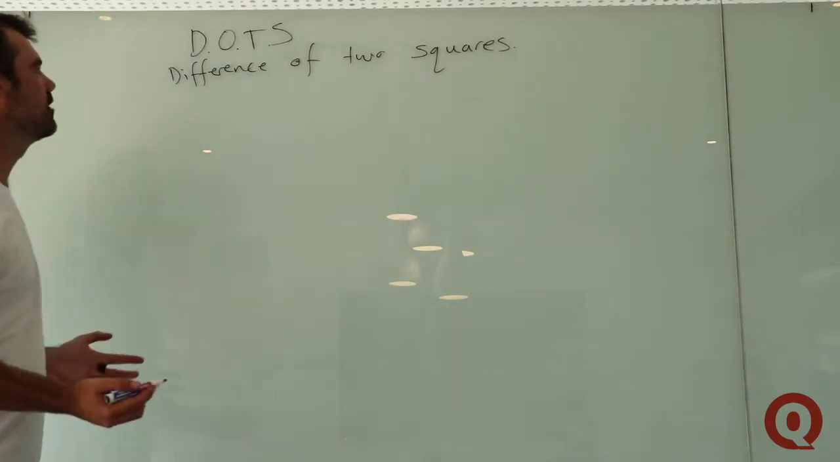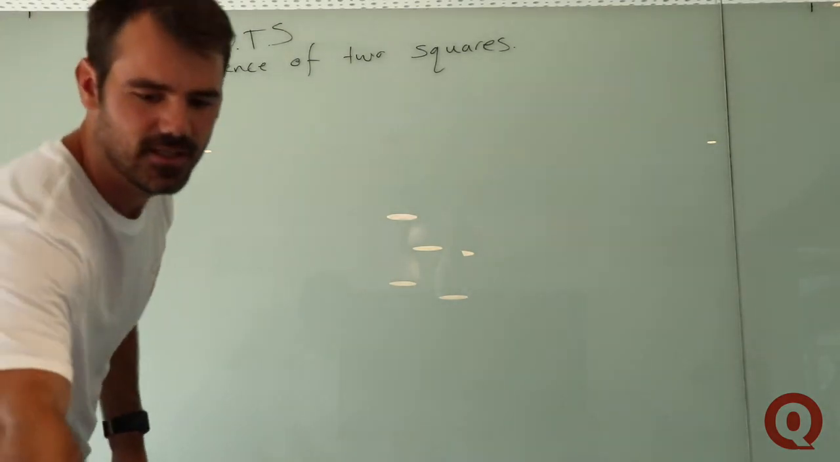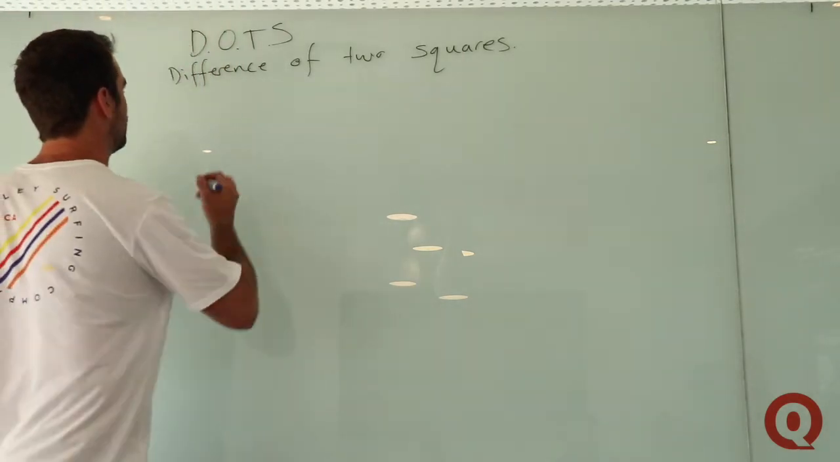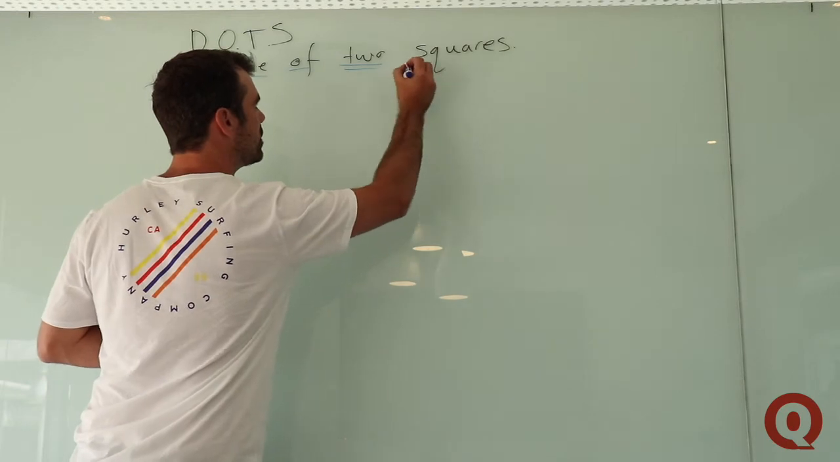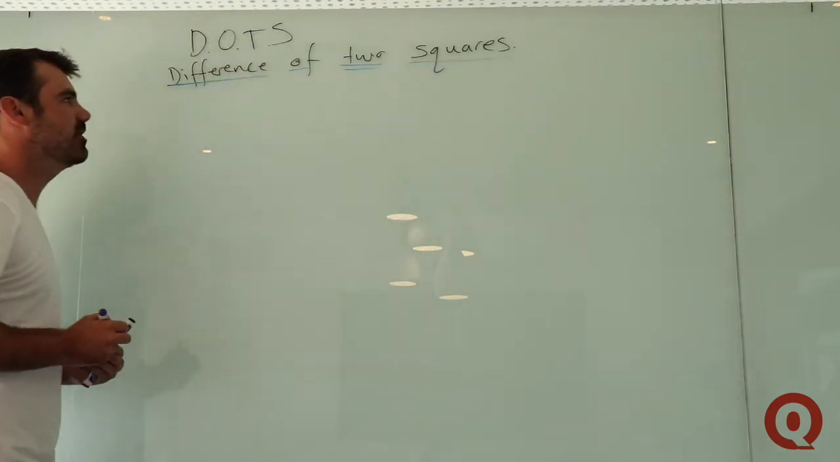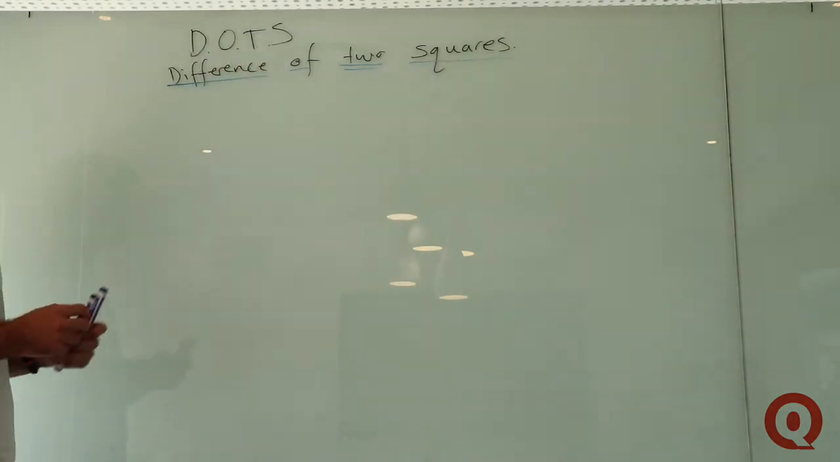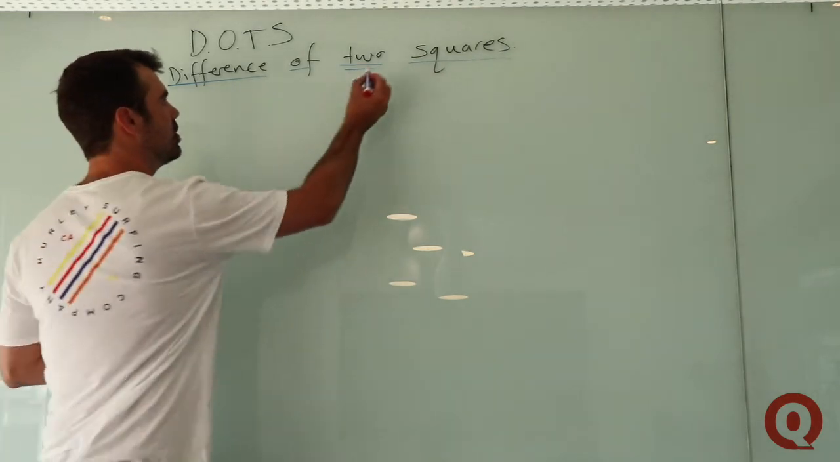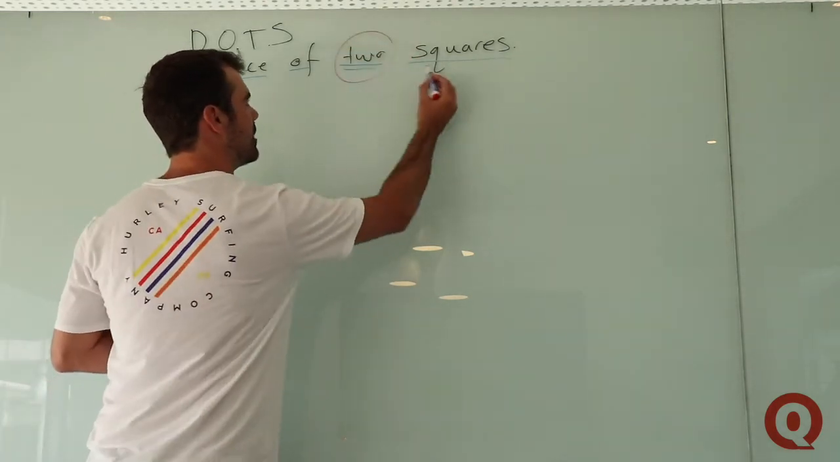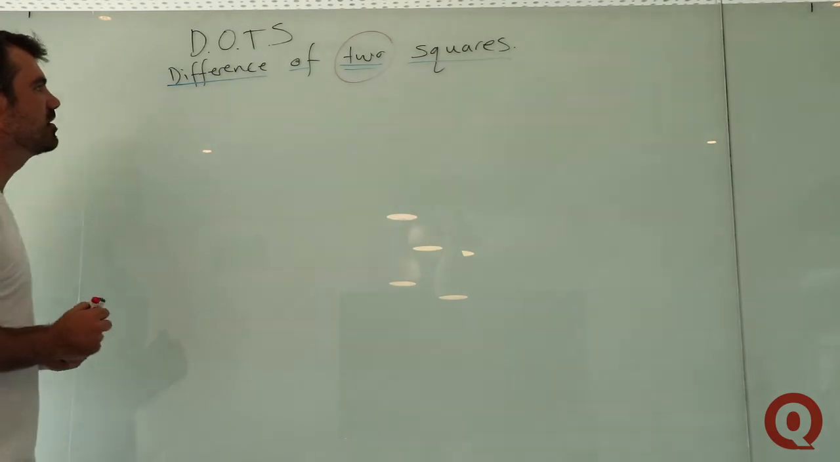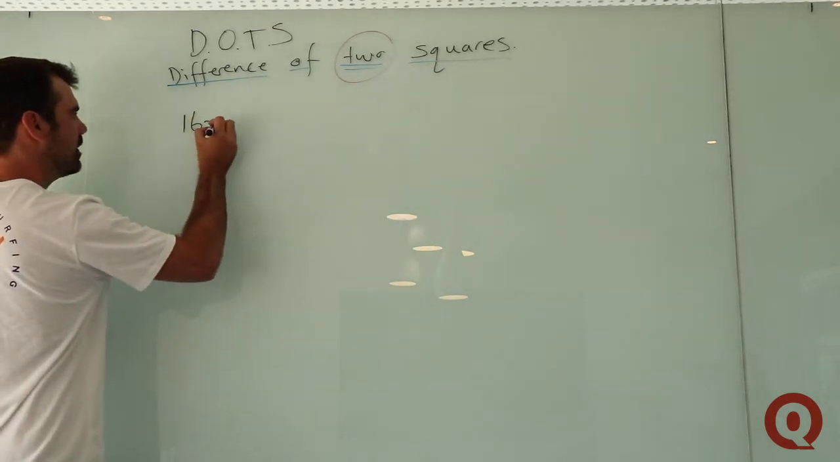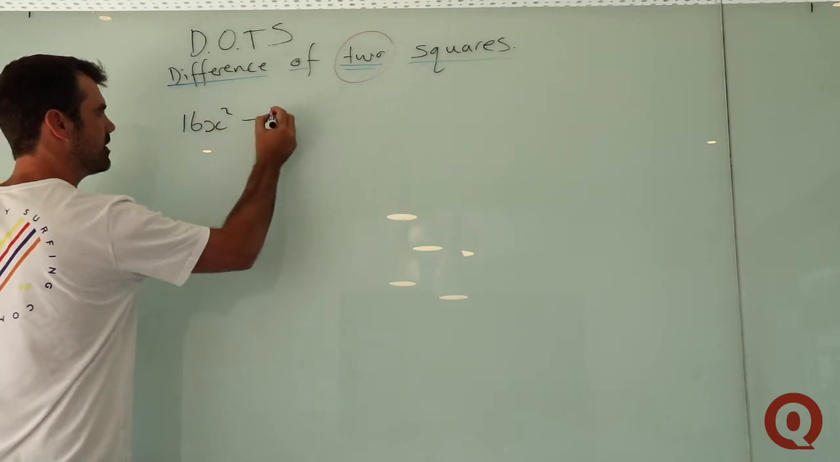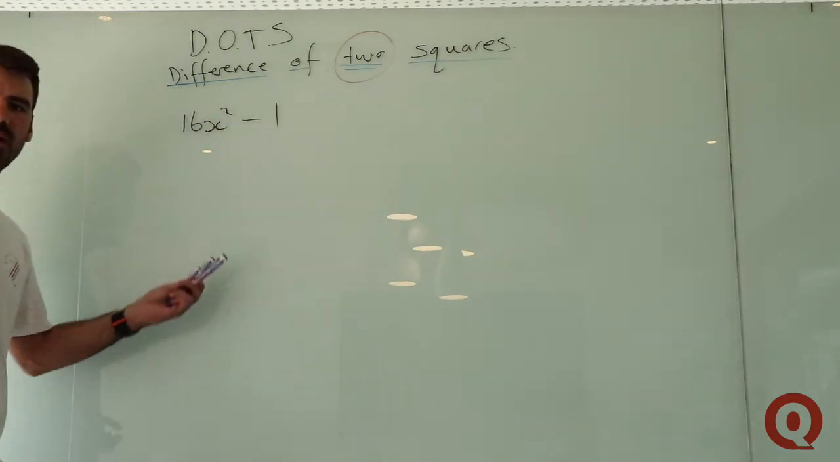So, what is the difference of 2 squares? Well, as it states, it's literally the difference of 2 squares. So in mathematics, we know what squares are. We know what difference means. Difference means subtract. 2 means 2 terms, and the squares will be perfect squares. So a prime example would be 16x squared minus 1.